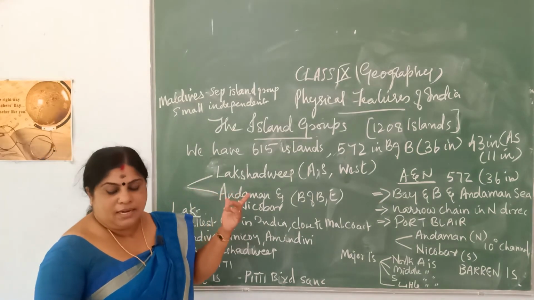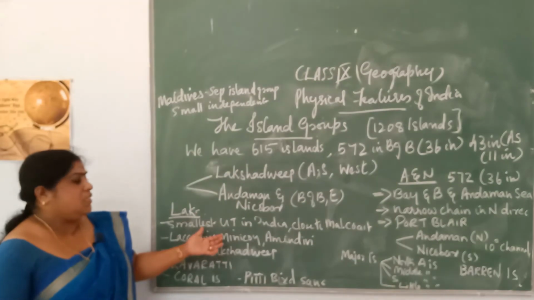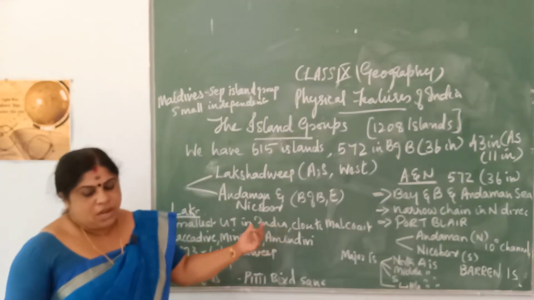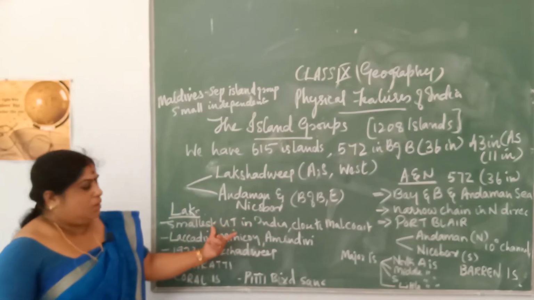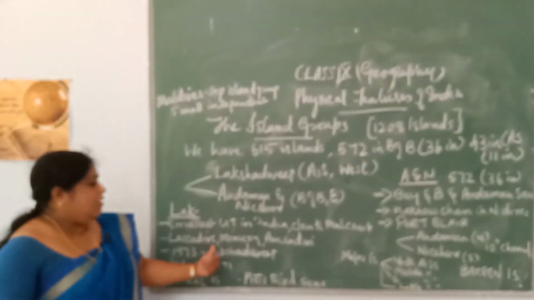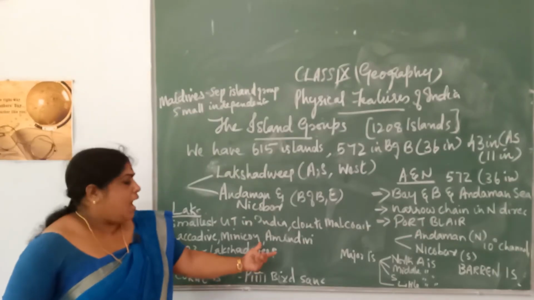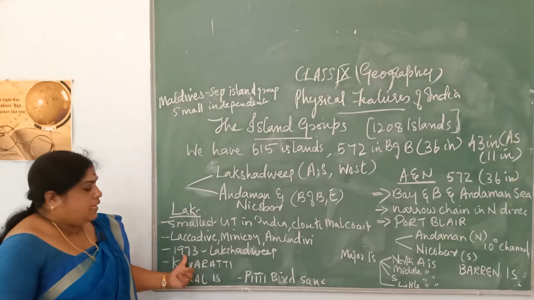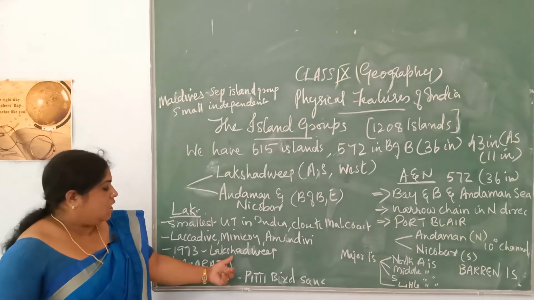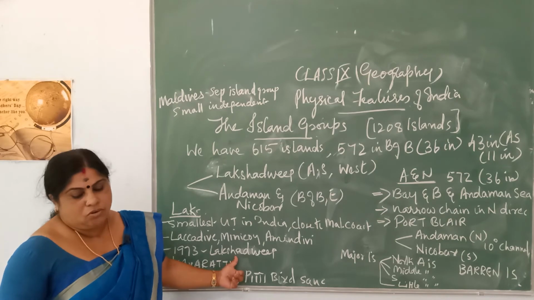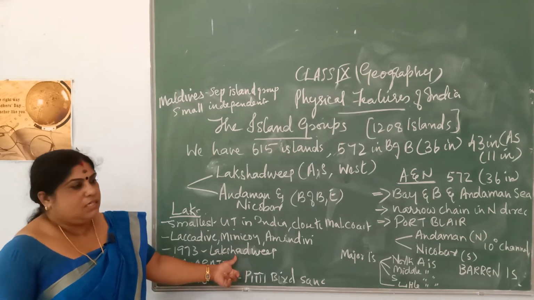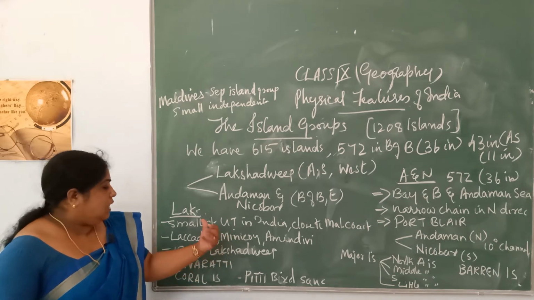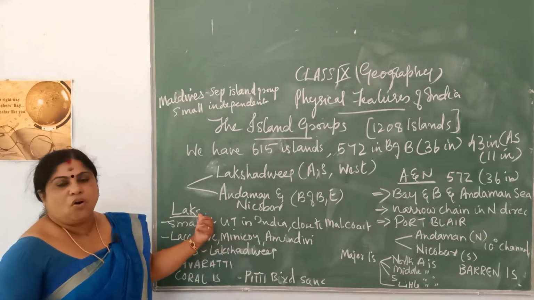The Lakshadweep Island is the smallest union territory in India and it is very close to the Malabar coast. Earlier this Lakshadweep Island was known as Laccadive, Minicoy and Amindivi Islands. Later, in an amendment made by the government in 1973, the name was changed to Lakshadweep. Now it is known as Lakshadweep Island. It is 32 square kilometers in area, and mostly it is known as a coral island.